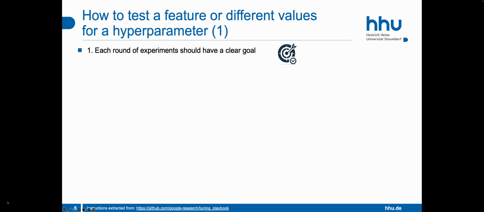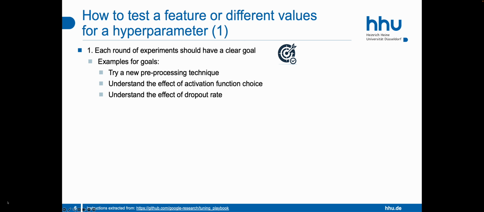We will now look at what such a round of experiments can look like. First, we need to define a clear goal that states what we actually want to test. For example, the effect of an additional feature or the best value of a specific hyperparameter. Here I listed three examples of what such a goal can look like. For example, the goal could be trying a new preprocessing technique, understanding the effect of the activation function choice, or finding a good dropout rate.